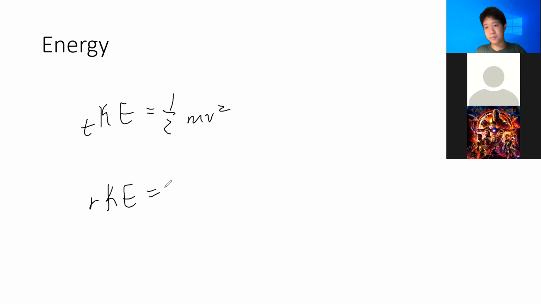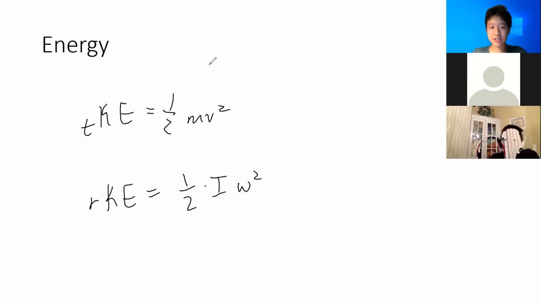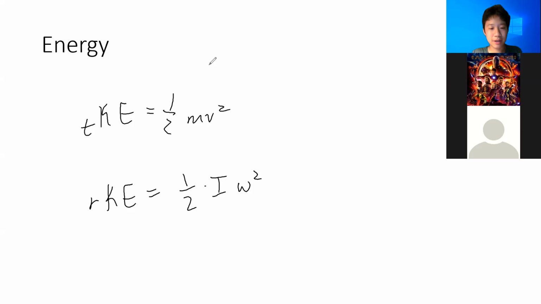And for this one, we just replace all our values with what we need for angulars. So 1/2 times, well, inertia for mass, and then ω for velocity. So 1/2 Iω squared. Okay, so it's that simple. So your rotational kinetic energy, the formula is given by 1/2 Iω squared. All right. So that's basically the formula for rotational kinetic energy.